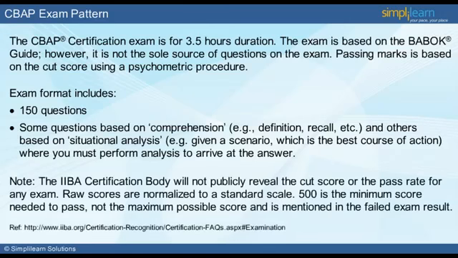It is to be noted that the IIBA certification body will not publicly reveal the cut score or the pass rate for any exam. Raw scores are normalized to a standard scale, 500 being the minimum score needed to pass, not the maximum possible score, and is mentioned in the failed exam result. Let us discuss the practice questions in the next slide.